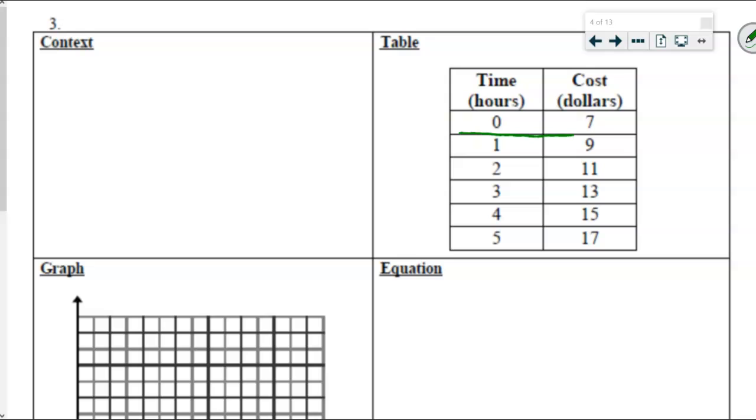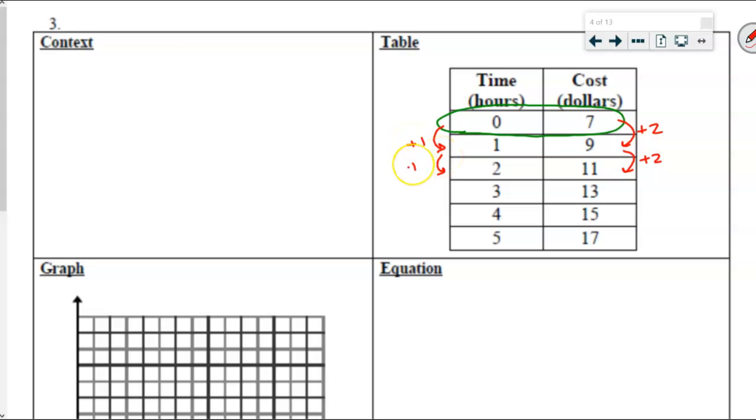At time 0, the cost is $7. So your story should be something about we're starting at 7 for some reason or another. And what's happening? How is it changing? 7 changes to a 9 by adding 2, just like a 9 changes to 11 by adding 2. So it's increasing in cost $2 every time the hours increase by 1.